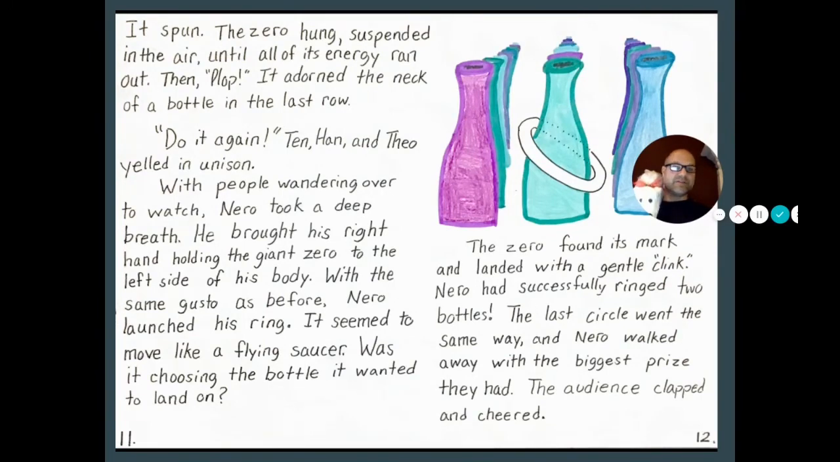The zero found its mark and landed with a gentle clink. Nero had successfully ringed 2 bottles. The last circle went the same way. Then Nero walked away with the biggest prize they had. The audience clapped and cheered.